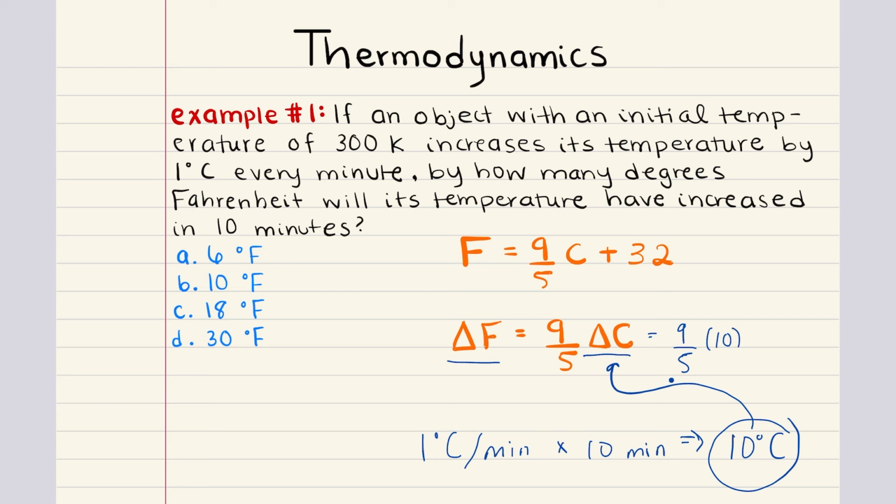Now 5 and 10 here are both divisible by 5. So if we divide both values by 5, we get 1 and 2 here. And what we're left with is 9/1, which is just 9, multiplied by 2. That gets us 18. That means that the increase in temperature in Fahrenheit after 10 minutes is 18 degrees Fahrenheit. Therefore, the correct answer for problem 1 is answer choice C.